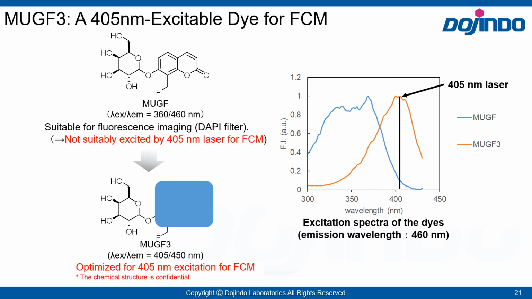wavelength in flow cytometers. Because of this, we at Dojindo developed a new MUGF molecule that is more suitable for 405 nanometer excitation, represented by the orange line in the graph. We named it MUGF3. Now let's see the results of flow cytometry using MUGF3.